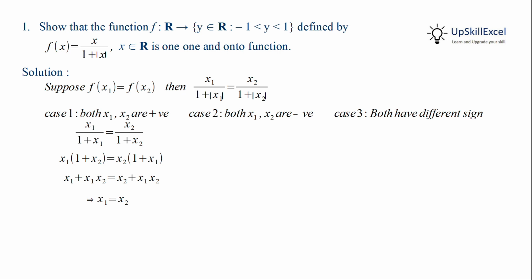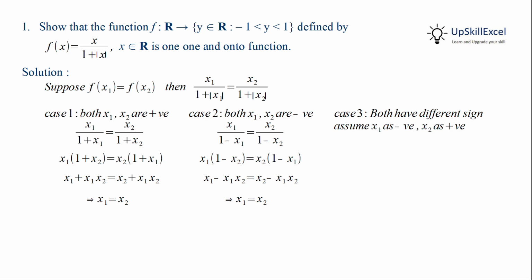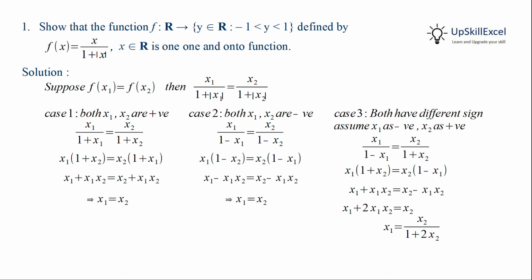For the second case, when both x1 and x2 are negative, we can replace absolute x1 by minus x1 and absolute x2 by minus x2 and then simplify it, and we find that x1 is again equal to x2. Case 3, when both have different signs. So let's assume x1 as negative and x2 as positive. Because x1 is negative, absolute x1 will become minus x1. We can substitute it and then simplify it. We find that x1 is equal to x2 by 1 plus 2x2.